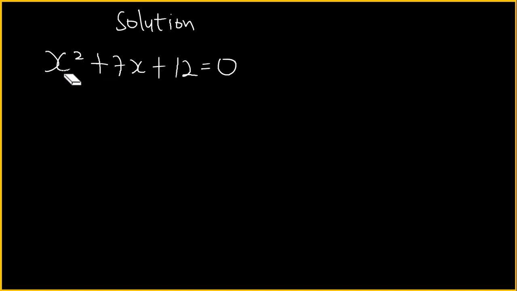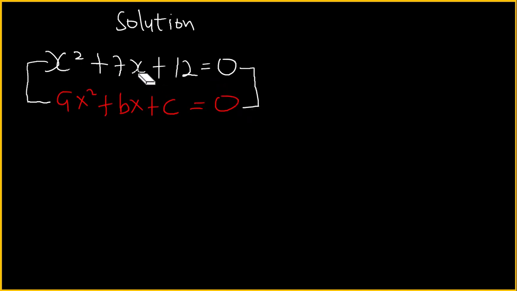Now, comparing this to the general equation, ax squared plus bx plus c is equal to 0, comparing our given equation to the general equation, our a from here is 1, our b is 7, our c is 12.